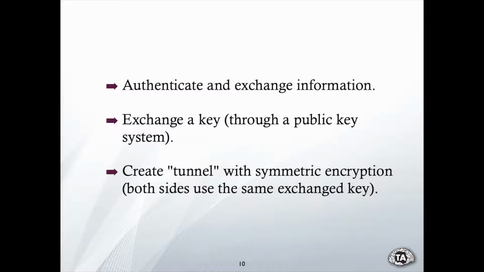RFC 5246 basically talks about TLS 1.2, and TLS does 3 basic things. First of all, it's for authentication and exchanging information. It exchanges a key. This is important: a symmetric key, via a public key system. And then it creates a tunnel with symmetric encryption where both sides of the tunnel use the same exchanged key. So there are 3 basic components: authentication, exchanging a key, and creating a tunnel with that key.